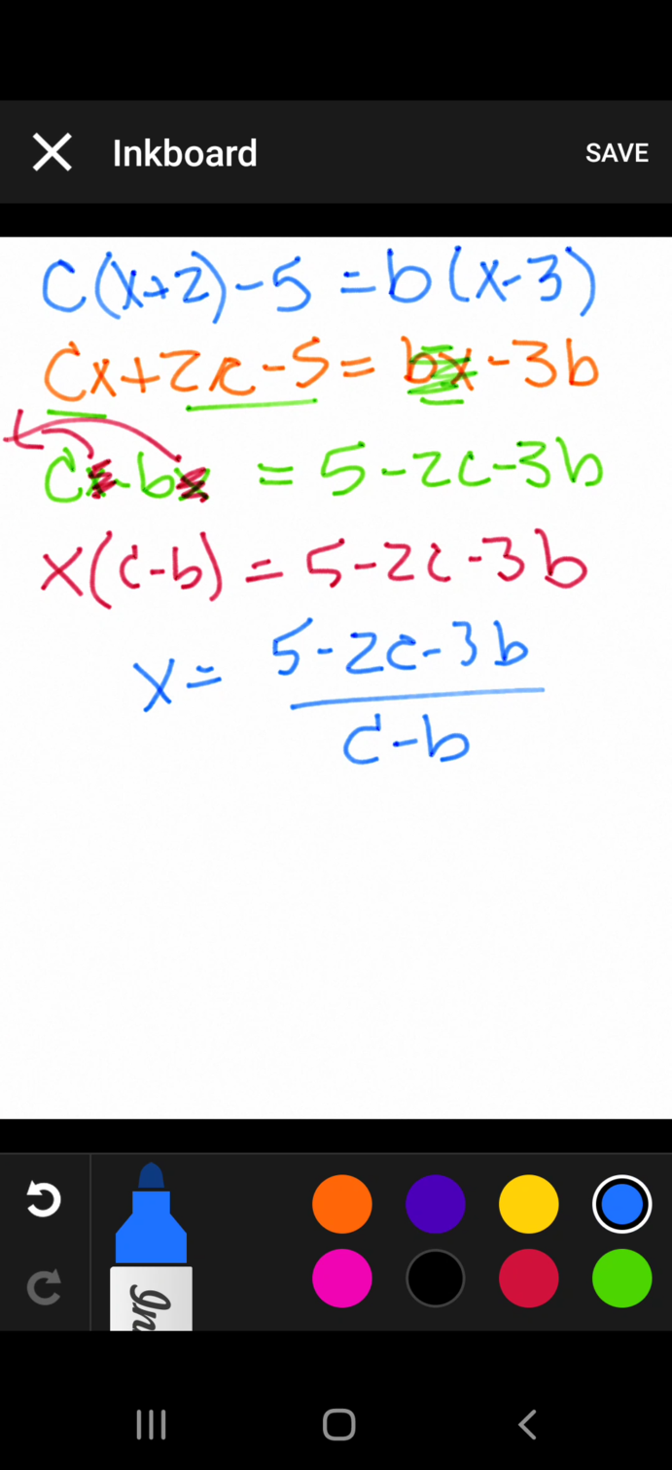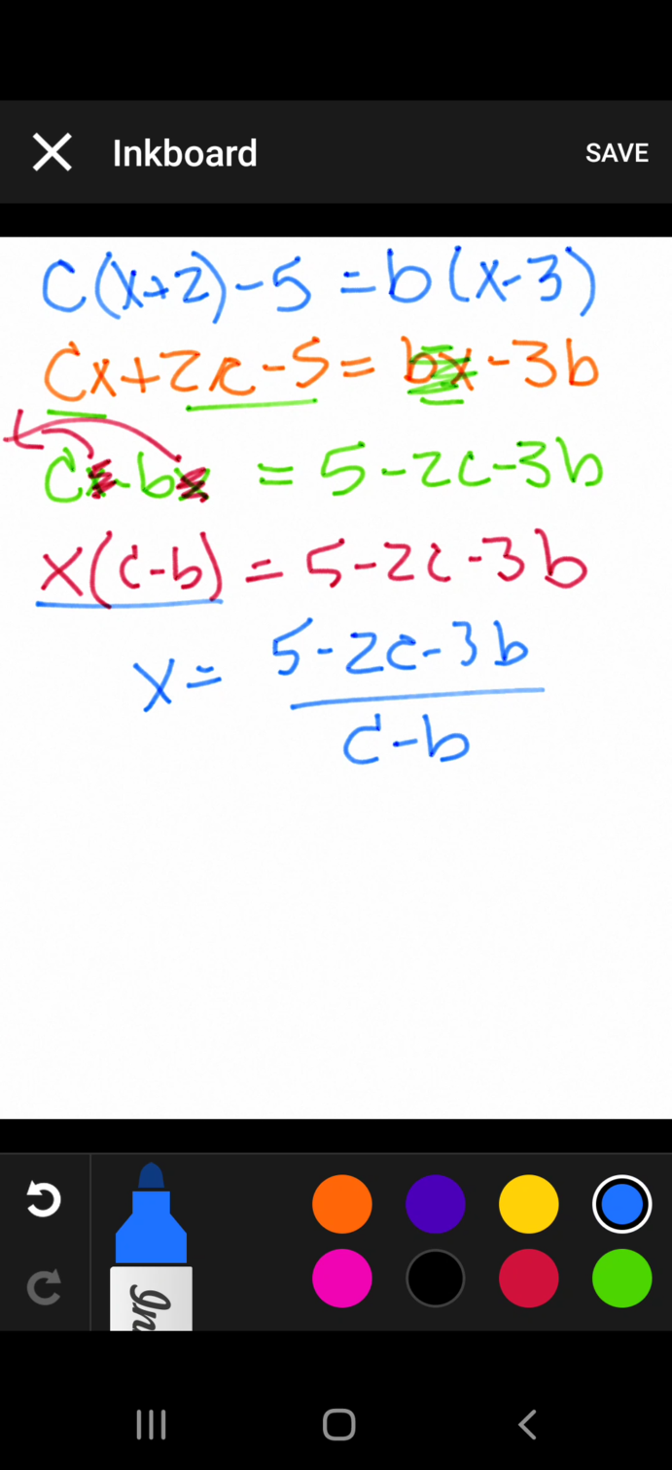That's one example. All of the 50s on our assignment are like this, where you distribute, get your x stuff on one side, your not x stuff on the other side, factor out the x, like this. That's something that we haven't seen for probably too long.